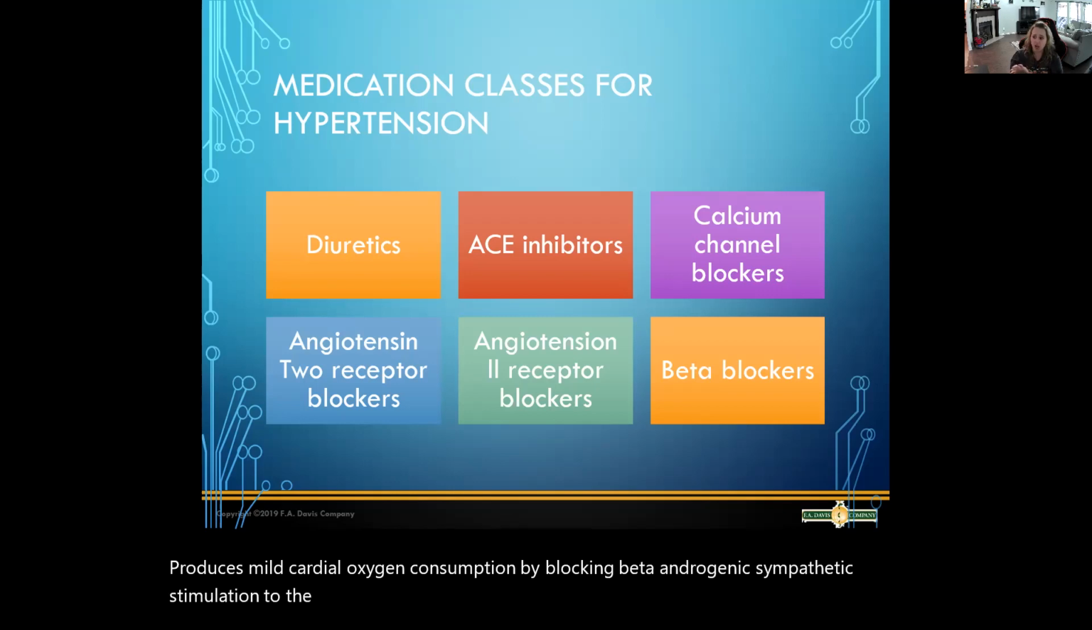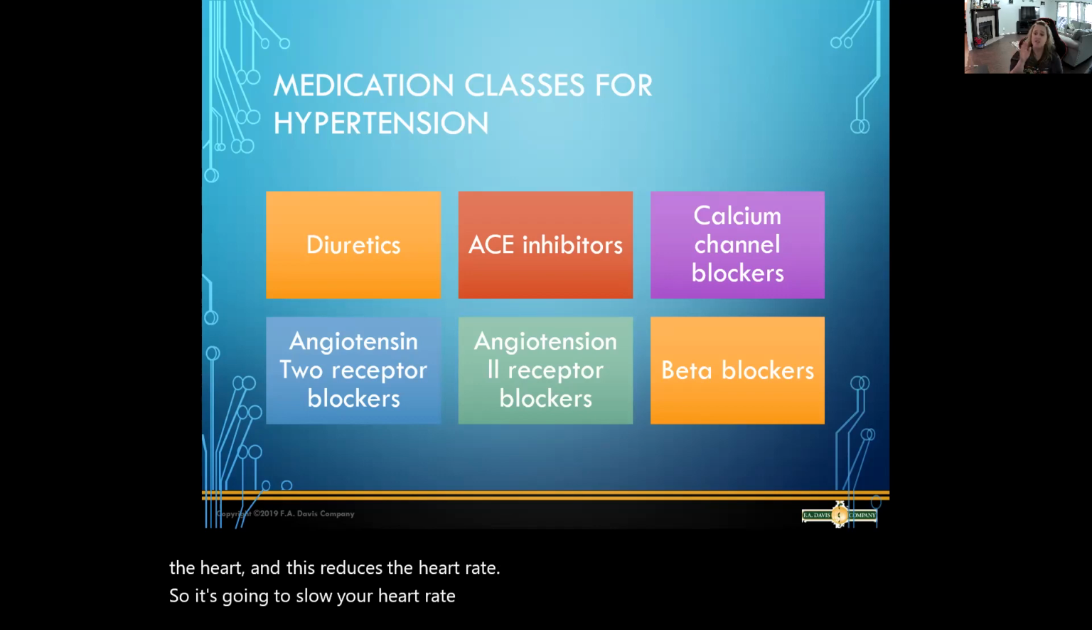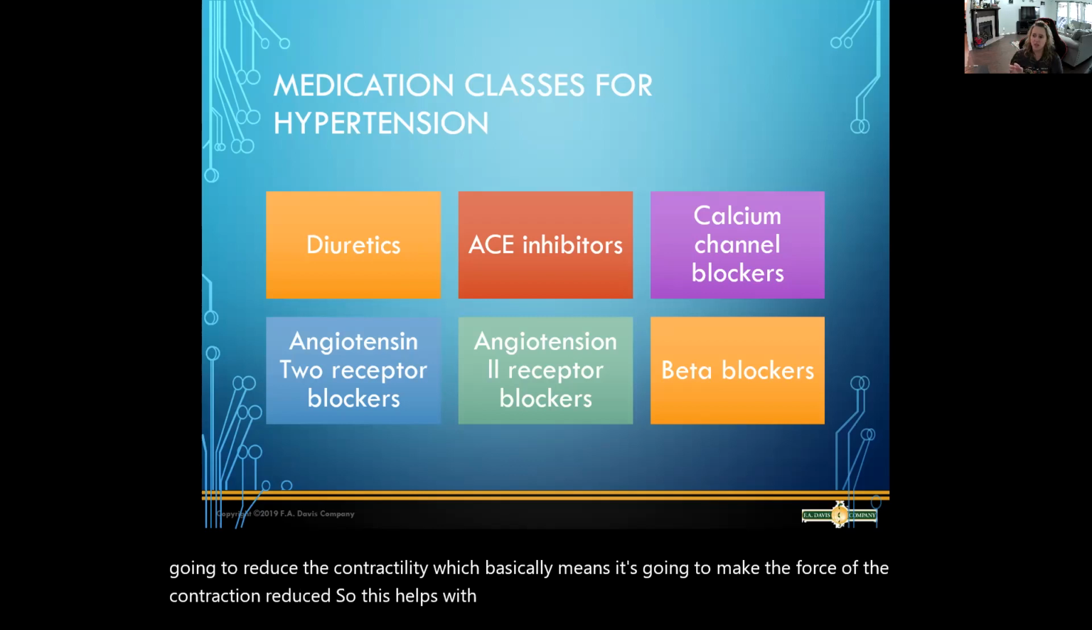So it's a beta blocker. It blocks that hormone's stimulation to the heart, and this reduces the heart rate. So it's going to slow your heart rate down. It's going to decrease the blood pressure, and it's going to reduce the contractility, which basically means it's going to make the force of the contraction reduced. So this helps with myocardial oxygen demand. Okay.